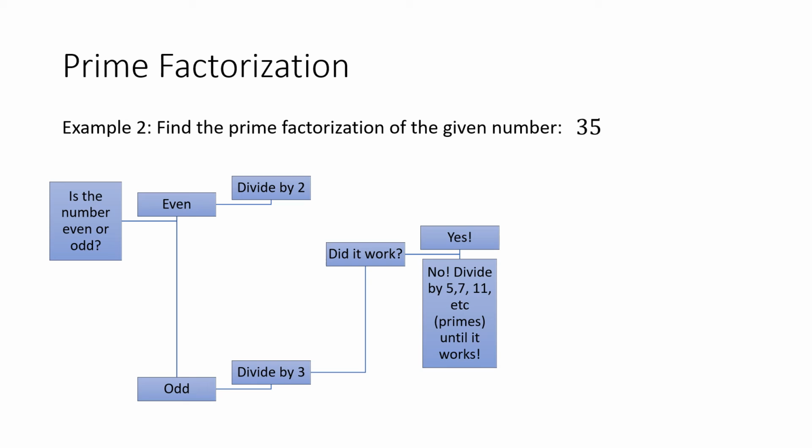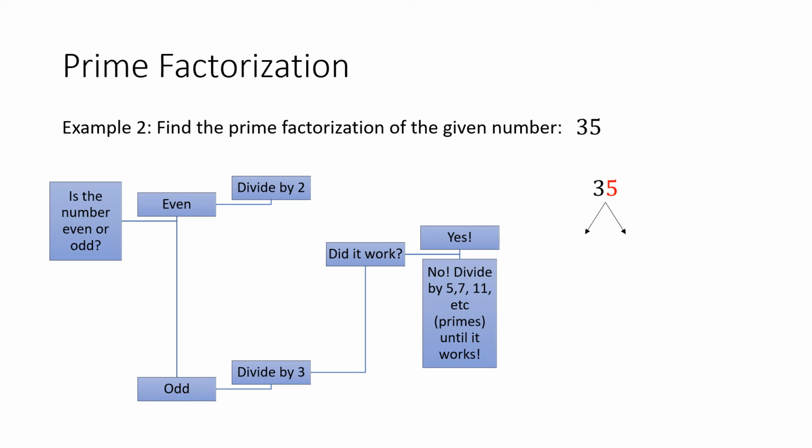All right, let's look at example 2. We're going to do the same process. Let's find the prime factorization of the given number 35. When we look at 35, the last digit is a 5, so that means that 35 is actually odd. So we're going to try to divide by 3. When you do that, 35 divided by 3 gives you a decimal, and it doesn't work. So then you want to next try to divide by 5.